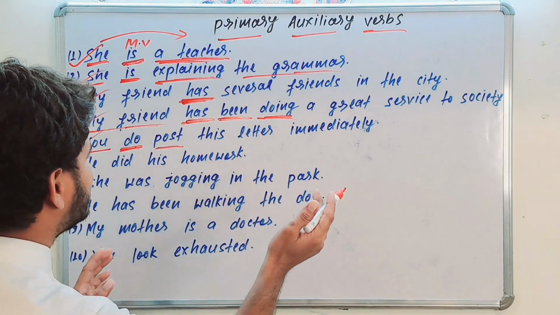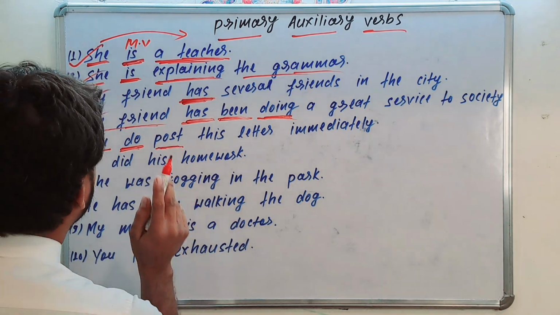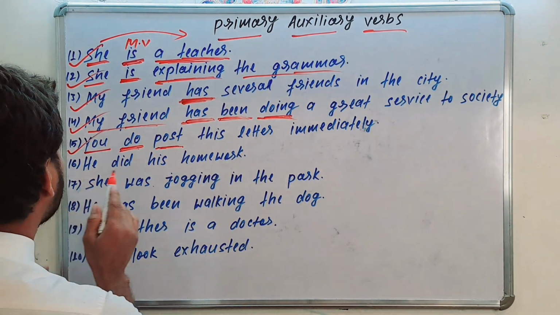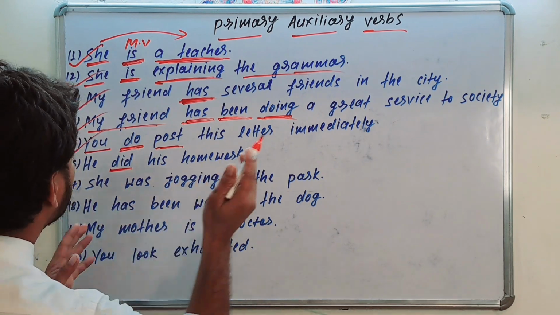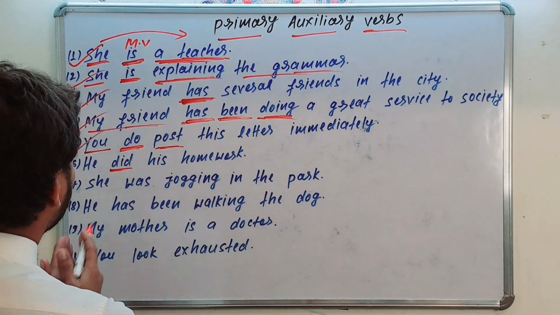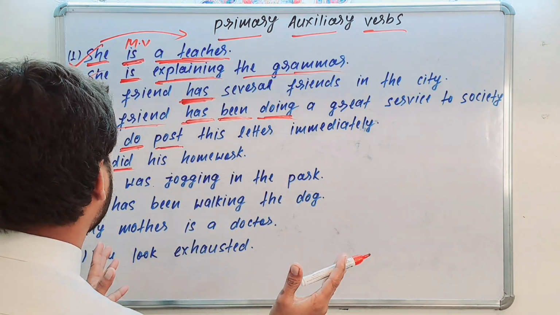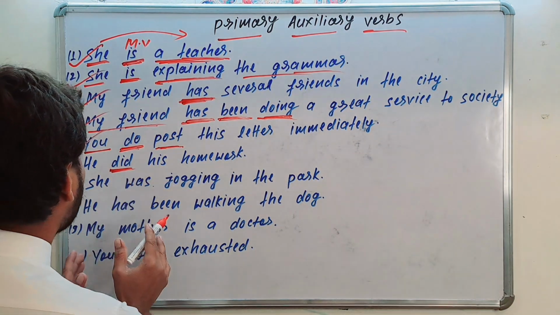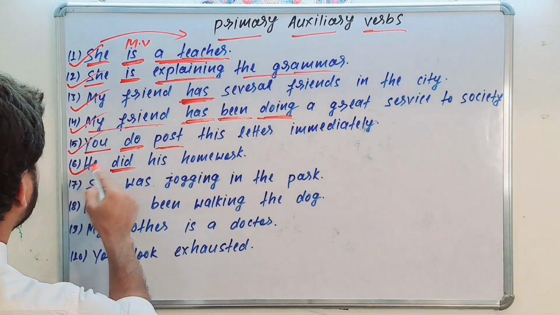You do post this letter immediately. Do is the helping verb, post is the main verb. And next one, he did his homework. Did is a primary auxiliary verb and working as a main verb in this sentence. There is no other verb, so that's why it is used as a main verb. He did his homework.